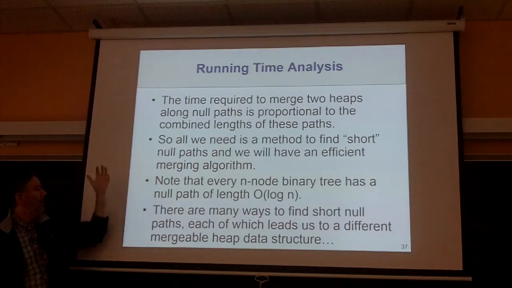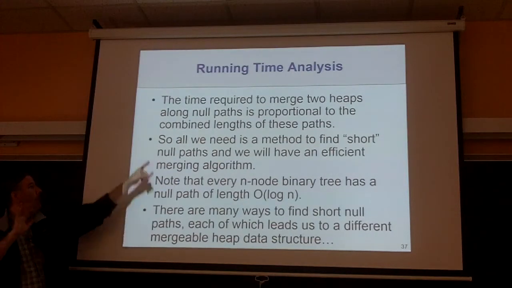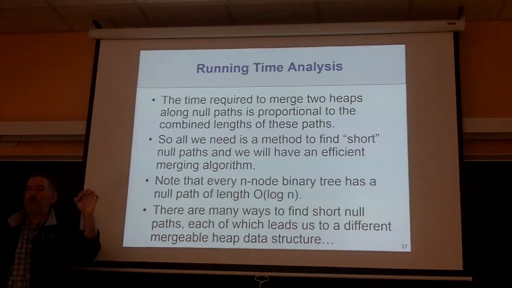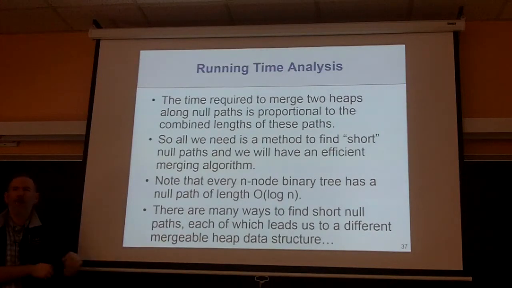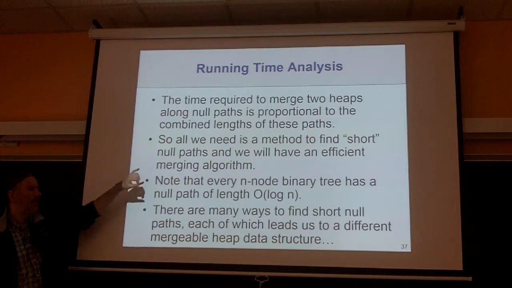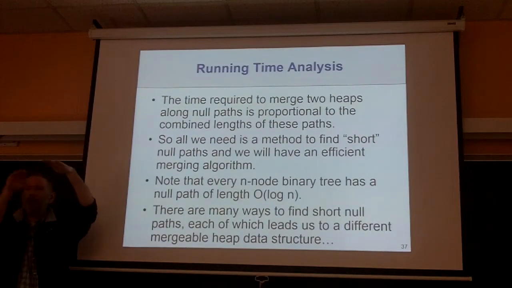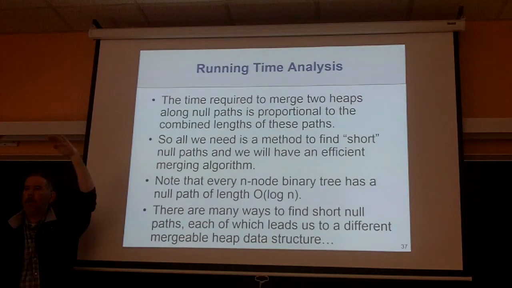So basically, the time it takes to merge two heaps is proportional to the combined lengths of the two null paths we choose. And it turns out every n-node binary tree has a short null path. Every n-node binary tree has a null path of length log n. Why is that? They can't all be greater than log n. Yeah, if they're all greater than log n, that means the tree is completely filled in all the way to a depth of log n.